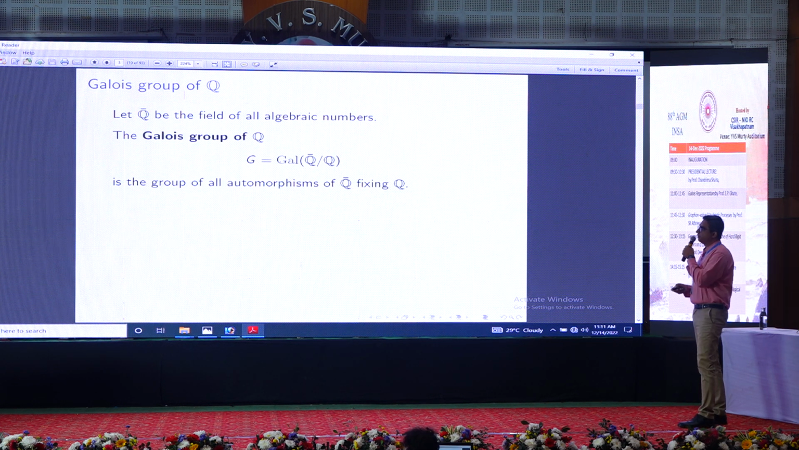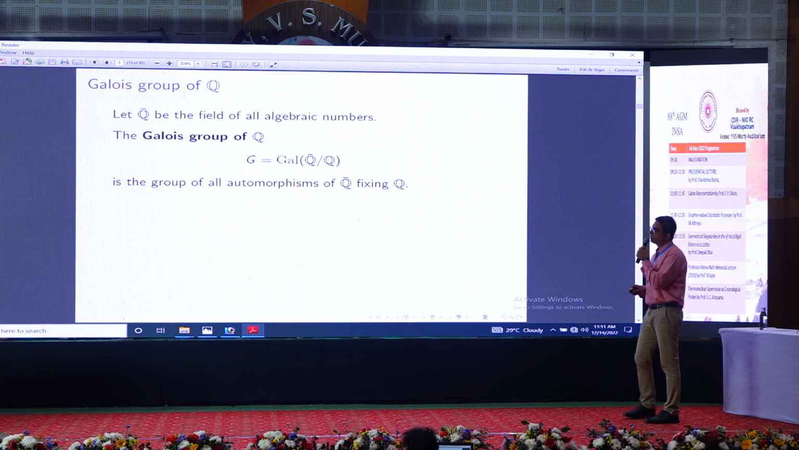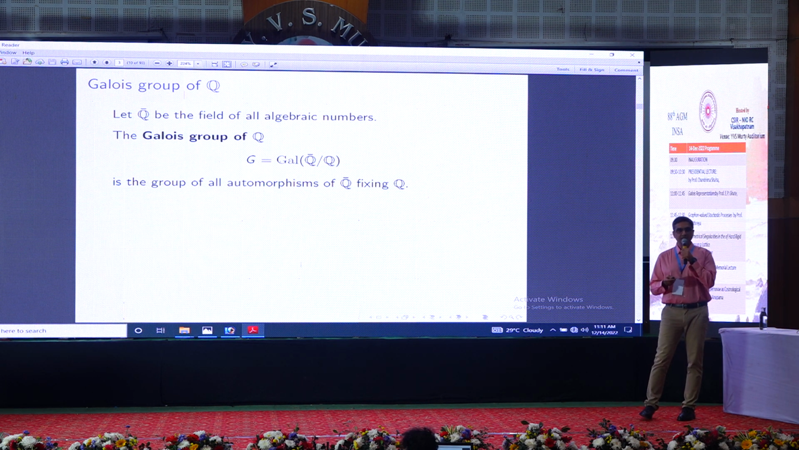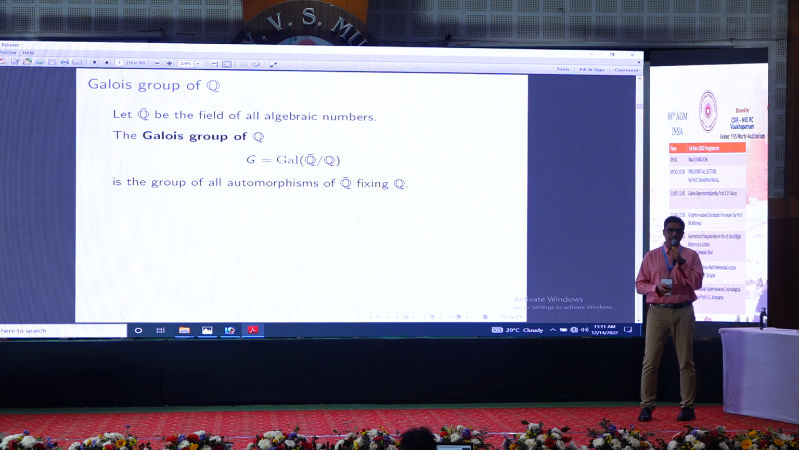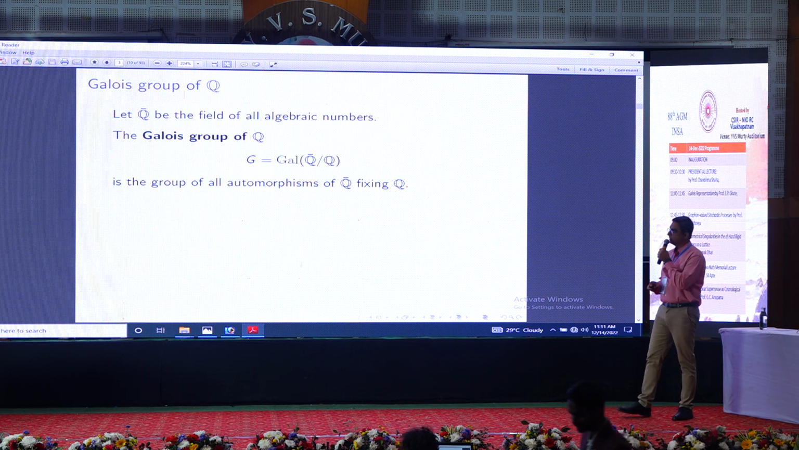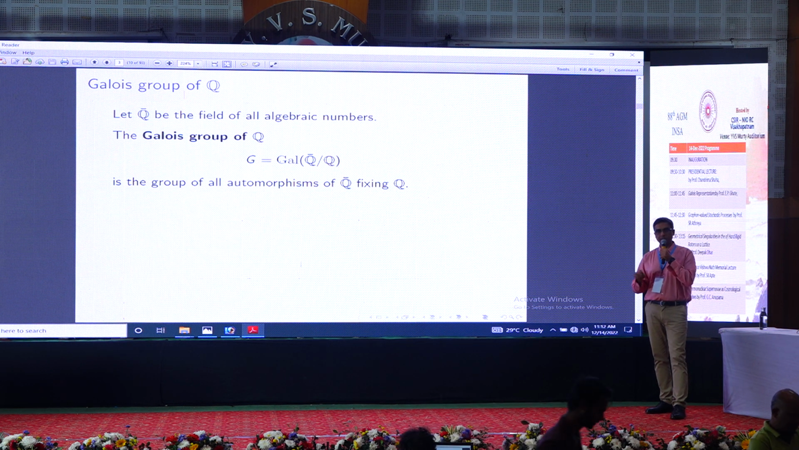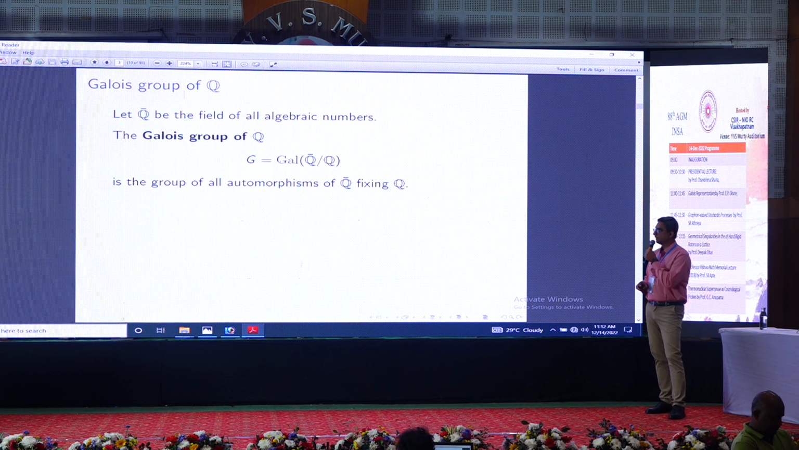So let Q bar be the field of all algebraic numbers. You take the rational numbers, all fractions, and you tack on root 2, cube root of 5, square root of minus 1, things like that. You get the field of algebraic numbers, and you let G be the Galois group of Q bar over Q.